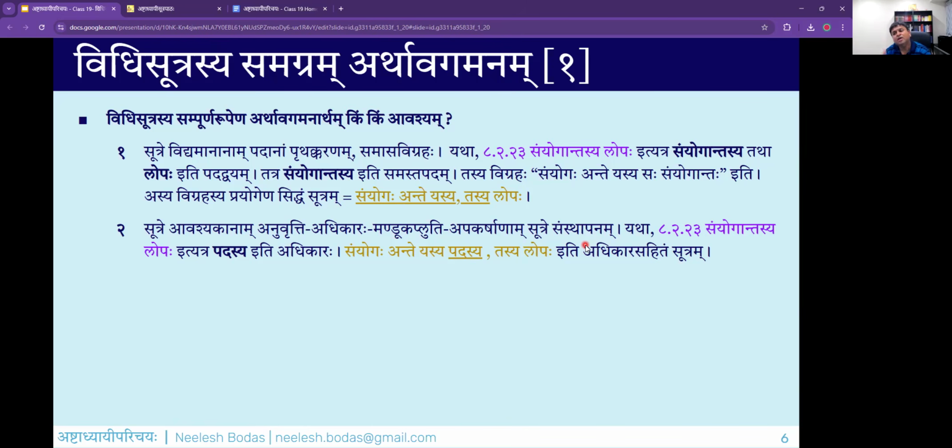So in general, in this particular case, the sanyogantasya lopaha sutram has padasya as the adhikara in which this sutra is placed. There are a few other adhikaras as well, but we will keep them aside.